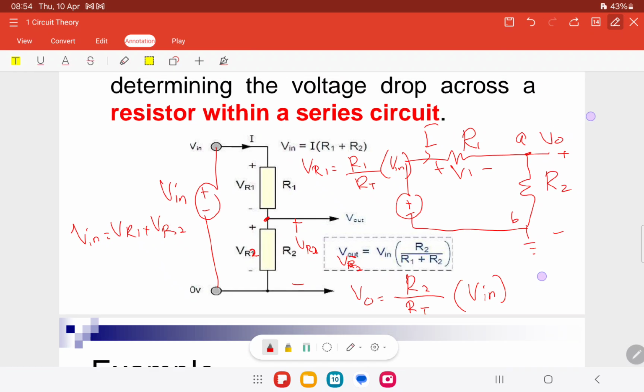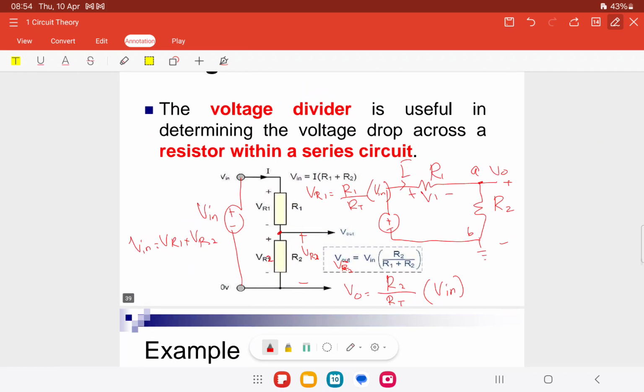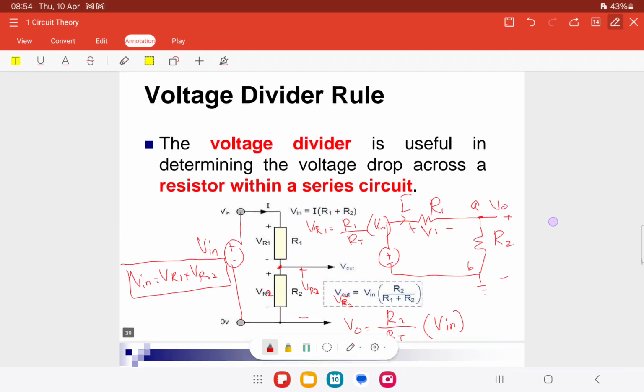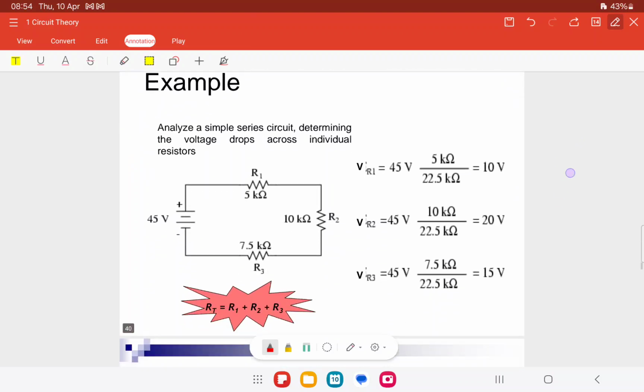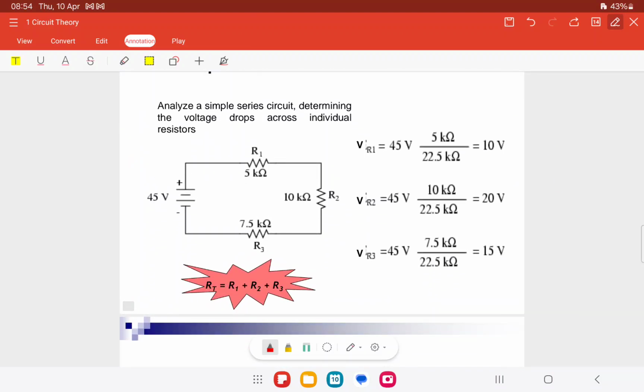So if you want to check, use this one. Do you get the same? If suddenly you get more or less, there must be a mistake in the calculations. So this is the voltage divider. We have one example here.